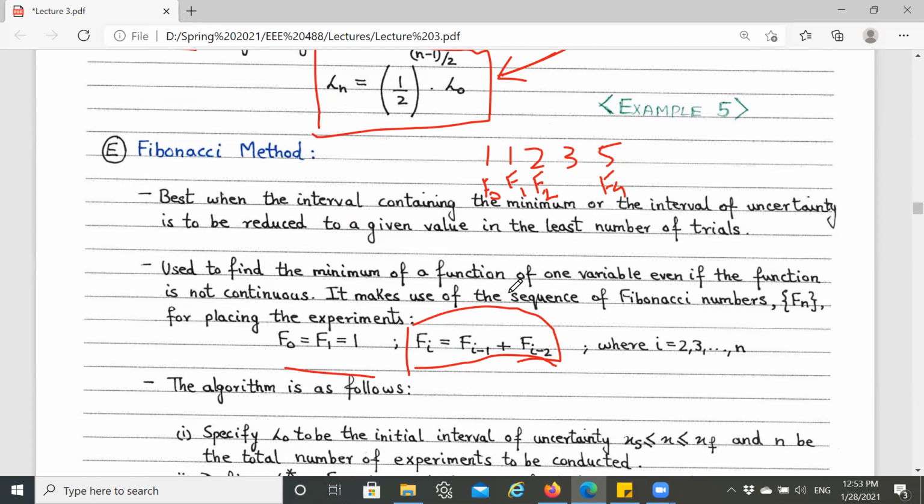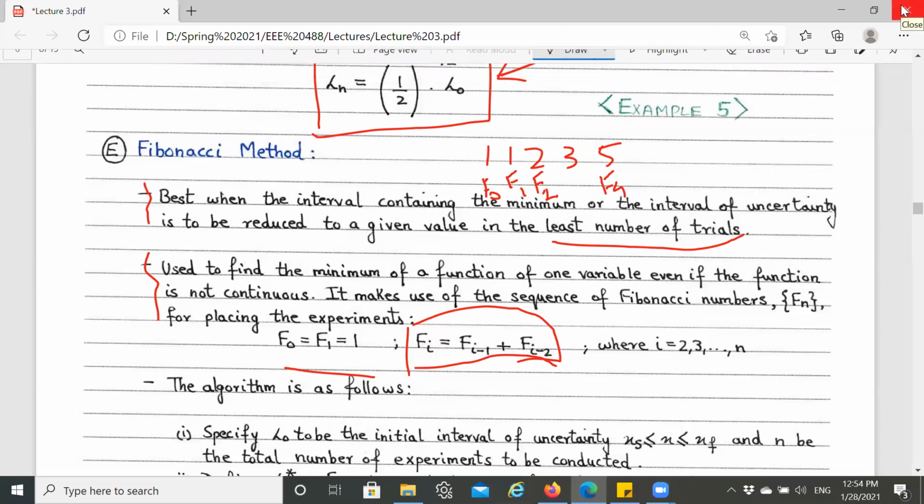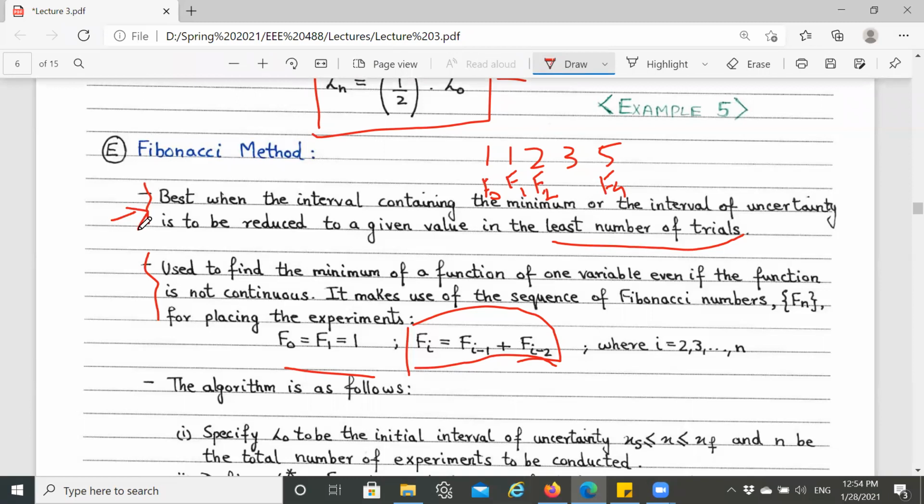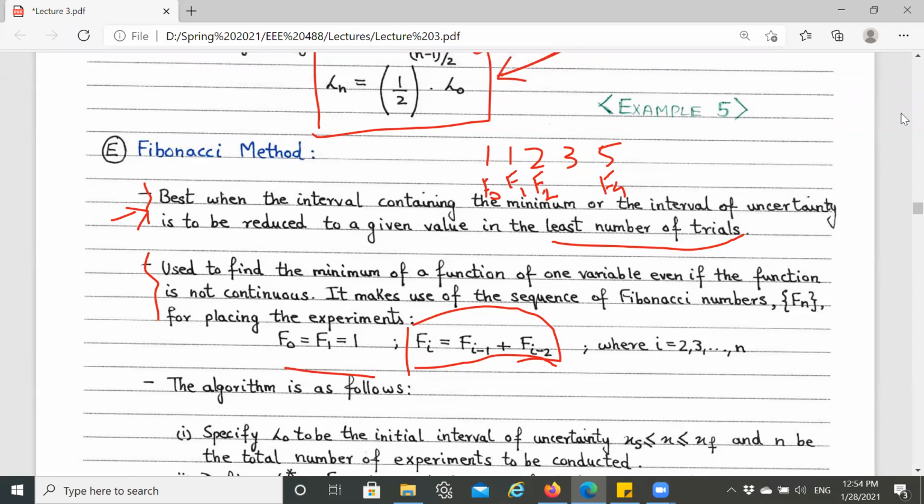Now we use the Fibonacci method. In the Fibonacci method, I tell you that you can only do n number of steps, and within n steps, I want you to give me the best interval that you can find. So when is it used? When you want the least number of trials, the least number of functional evaluations, that's when you use the Fibonacci method. It doesn't have many functional evaluations, and every step has only one.